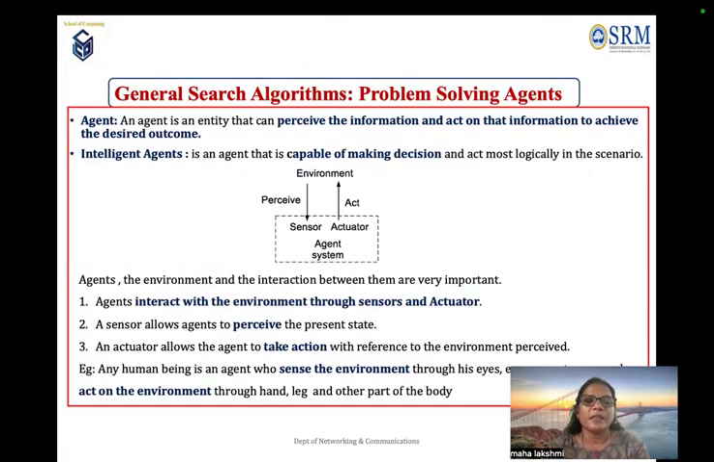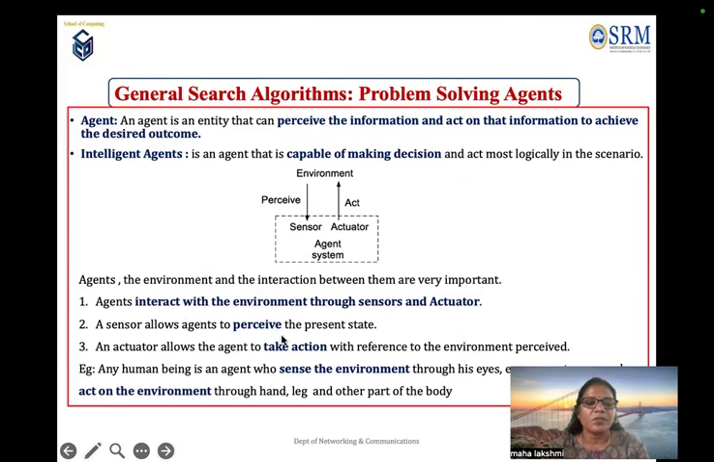If you consider problem solving agents from general search algorithms, an agent is an entity that can perceive information and act on that information to achieve the desired outcome. An intelligent agent is an agent that is capable of making decisions and acting more logically to the scenario. An AI agent system consists of sensors, actuators, and the environment. The sensing element perceives the environment, which is referred to as perception, and actuators respond to the environment, which is referred to as actions. So agents interact with the environment through sensors and actuators.